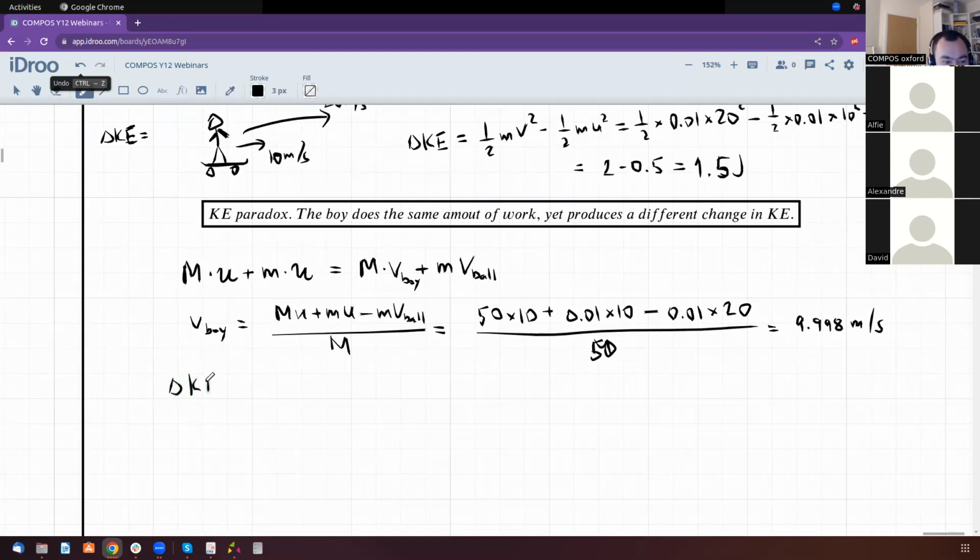The change in kinetic energy of the boy is equal to 1/2 multiplied by 50 multiplied by 10 squared minus 1/2 multiplied by 50 multiplied by 9.998 squared. And that is 0.5 times 50 times open bracket 100 minus 9.998 squared.